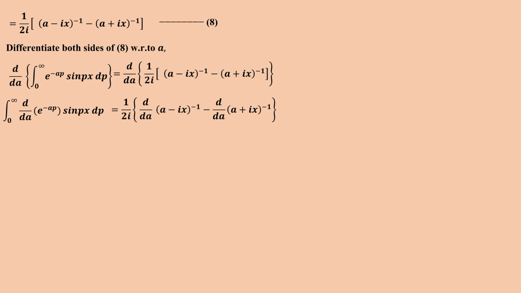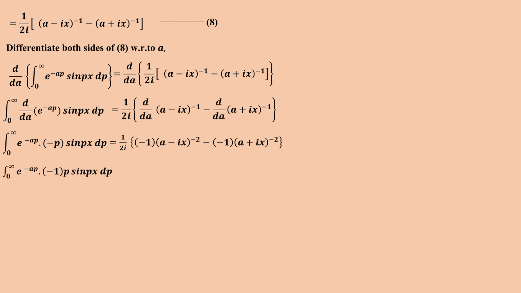So first term d by da of (a minus ix) power minus 1, minus d by da of (a plus ix) power minus 1. So integral 0 to infinity, the derivative of e power minus ap with respect to a, so minus p e power minus ap sin px dp, is equal to 1 by 2i times the differentiation of (a minus ix) with respect to a: minus 1 into (a minus ix) power minus 2. So minus, similarly here, minus 1 into (a plus ix) power minus 2. So integral 0 to infinity e power minus ap, minus p can be written as minus 1 into p sin px dp, which is equal to 1 by 2i.